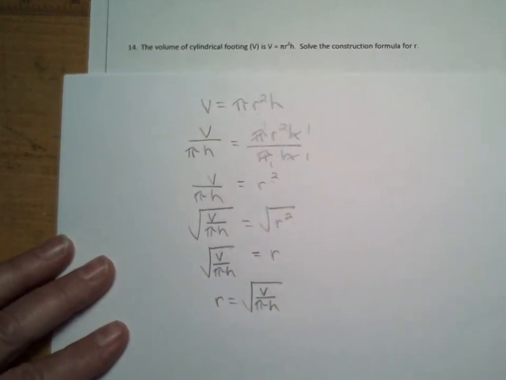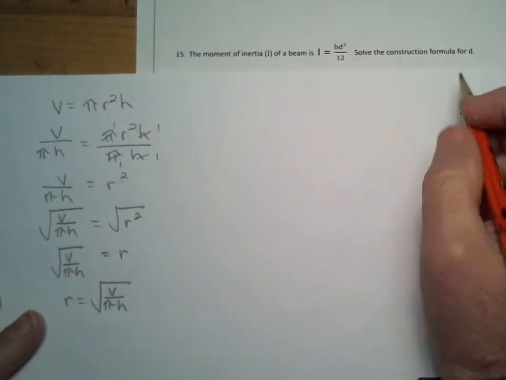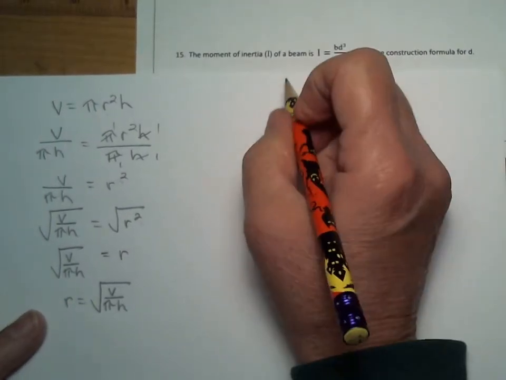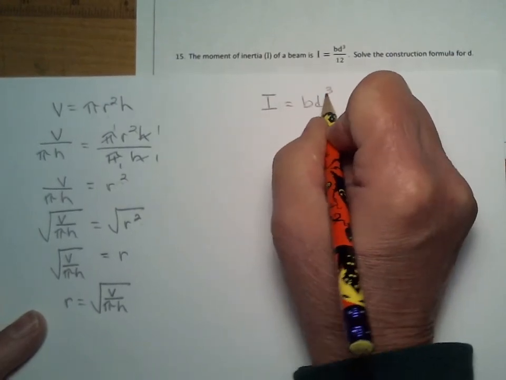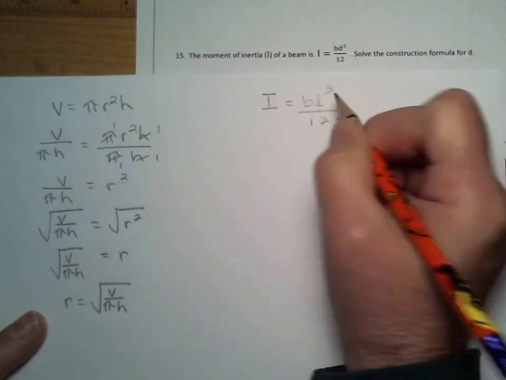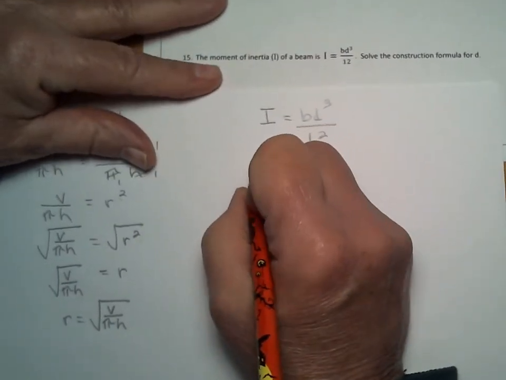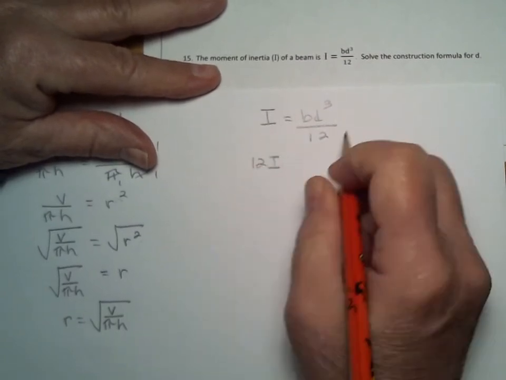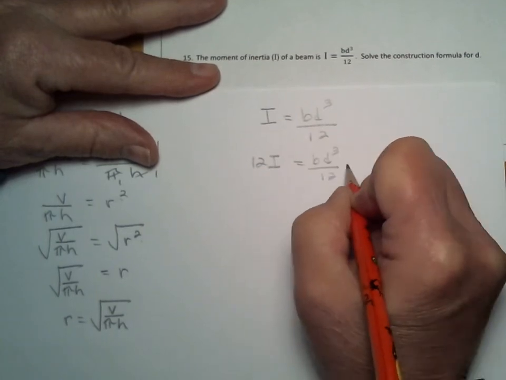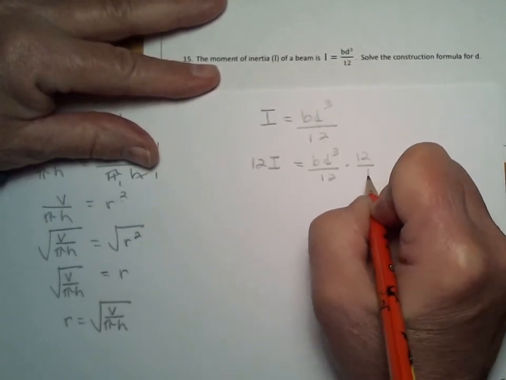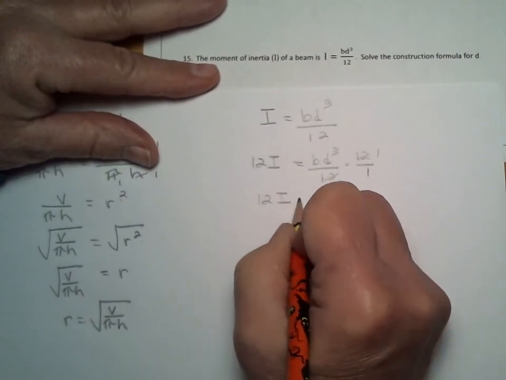Finally, one more to go. 15. Moment of inertia. Solve for d. I is equal to b d cubed over 12. I'm going for d. Multiply both sides by 12. So I get 12i is equal to b d cubed over 12 times 12. The 12s drop out. Little cleanup.